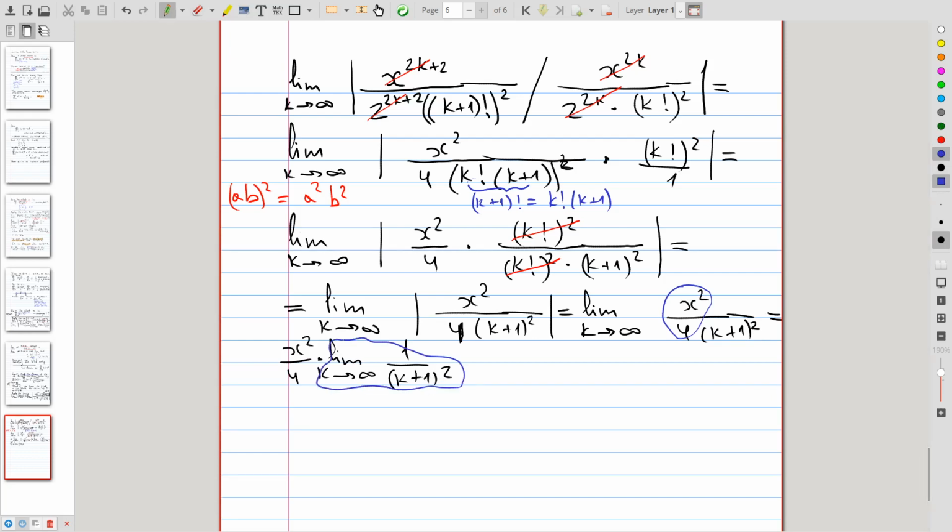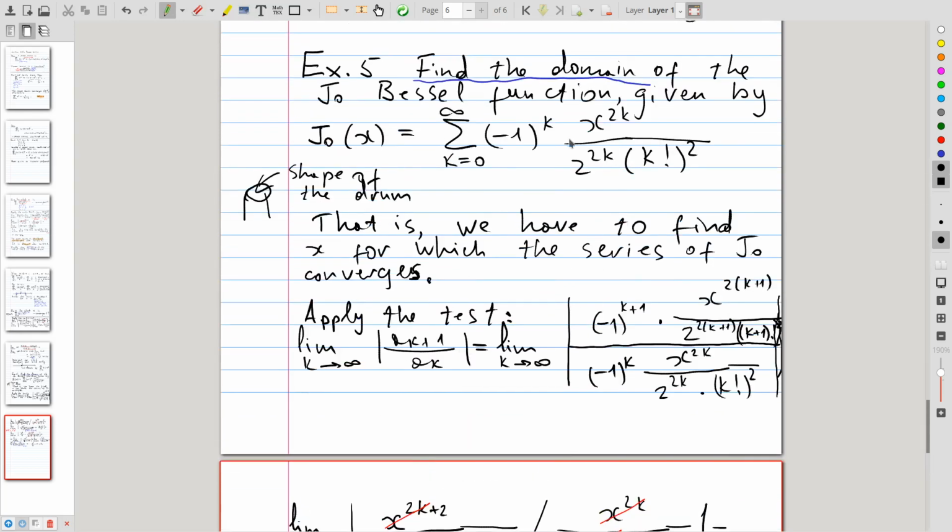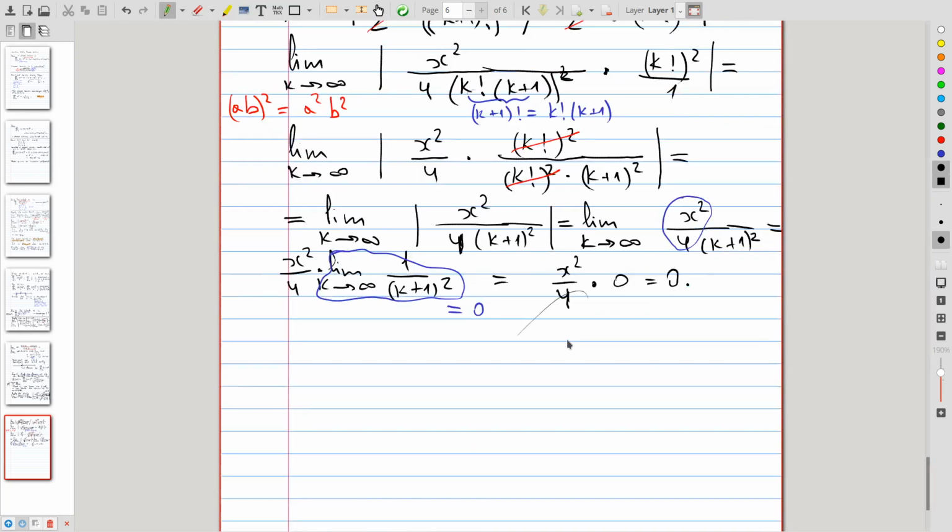And now, ta-da! This entire limit is, of course, 0, right? You have 1 over k plus 1 squared, k goes to infinity. And so, all in all, you have x squared over 4 multiplied by 0. So that is going to be 0, regardless of the value of x. So let us think about what this is saying. We applied the ratio test to our power series, and the output of the ratio test is 0, which incidentally is less than 1.